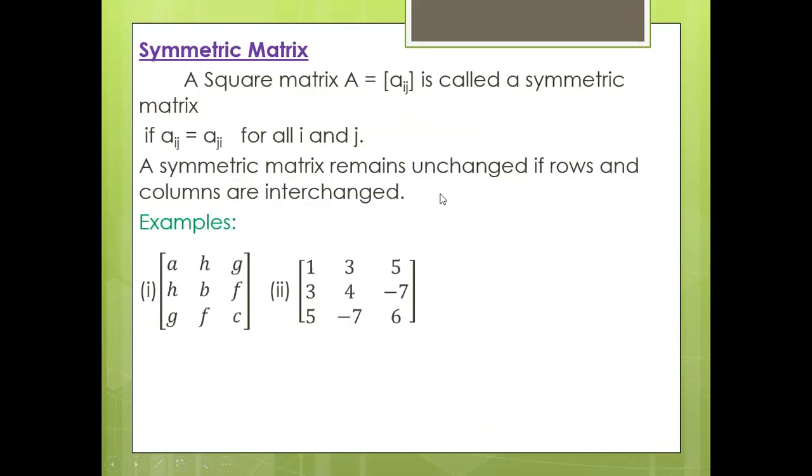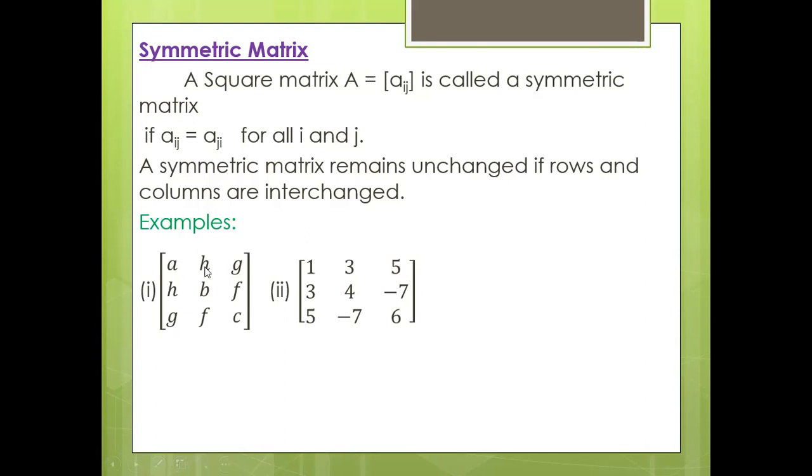Then symmetric matrix. A square matrix capital A equal to Aij is called a symmetric matrix if it satisfies the condition Aij equal to Aji for all i and j. These are the Aijs, the entries of the matrix. A symmetric matrix remains unchanged if rows and columns are interchanged. What is the meaning? When we interchange rows into columns and columns into rows, the matrix remains unchanged.